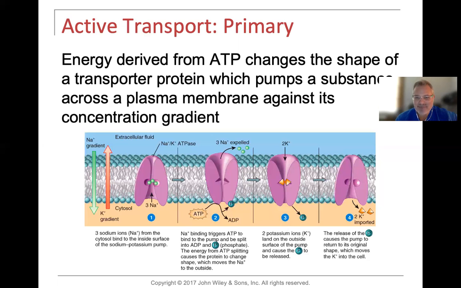This is what happens. So you have 3 sodiums going out, and then we have 2 potassiums coming back in. Okay, so this is now saying, all right, we're going against the concentration gradient, and you see that it takes ATP in order to do that.